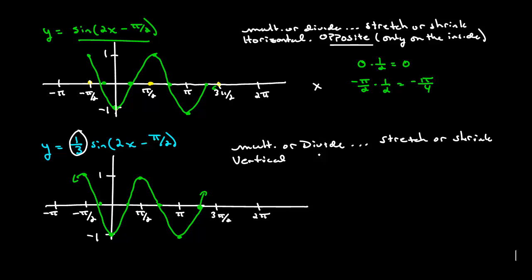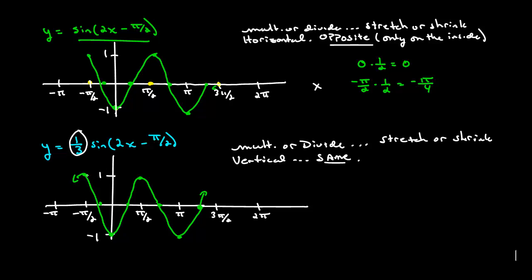So because it's multiplication or division, we're looking at stretches or shrinks, and we're looking at vertical. So everything on the outside happens the same as what you would think it would. So if we multiply by 1/3, that's actually going to make it shorter. If we multiplied it by 5, it would make it larger by a factor of 5. What this does is it multiplies every y value by 1/3.